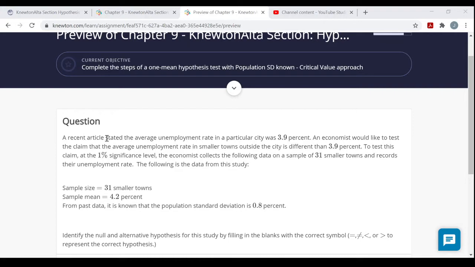A recent article stated the average unemployment rate in a particular city was 3.9%. An economist would like to test the claim that the average unemployment rate in smaller towns outside the city is different than 3.9%. To test this claim at the 1% significance level, the economist collects the following data on a sample of 31 smaller towns and records their unemployment rate. The following is the data from this study.